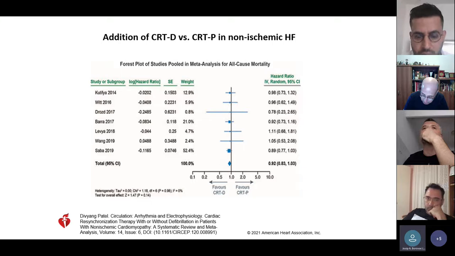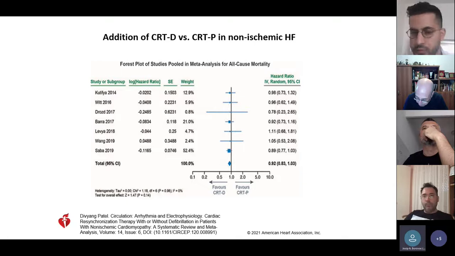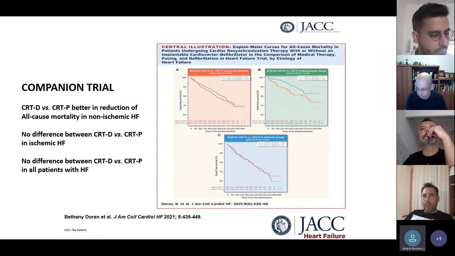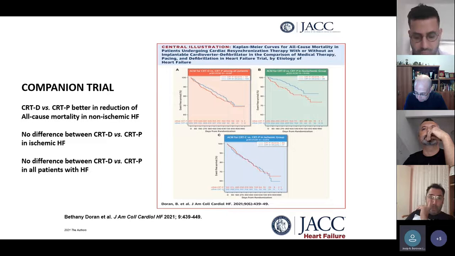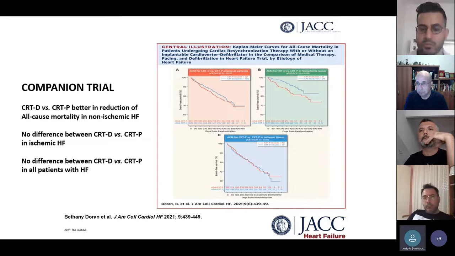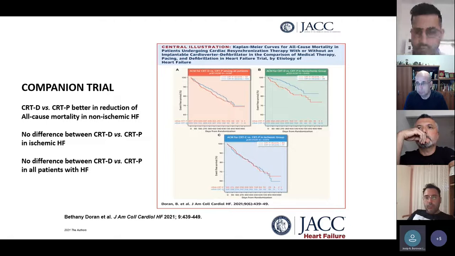However, we got some, as you probably know, different results in the latest sub-analysis from the COMPANION trial. The COMPANION trial, as shown here, actually showed that CRT-D versus CRT-P was better in reducing all-cause mortality in non-ischemic heart failure. There was no difference between CRT-D or CRT-P in ischemic heart failure. And when you analyze both groups together, so heart failure regardless of etiology, ischemic or non-ischemic, there was generally no difference between the type of device. So if you use CRT-D or CRT-P, it was the same. And this was very recently published in the Journal of the American College of Cardiology.